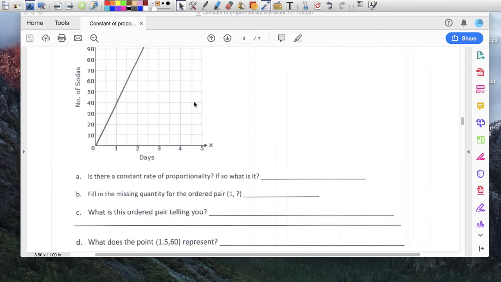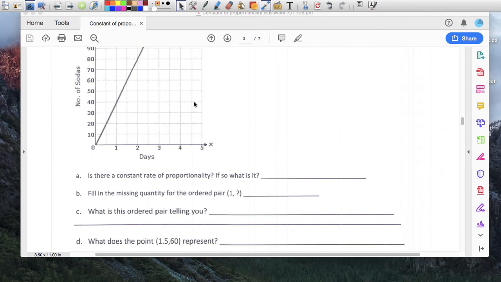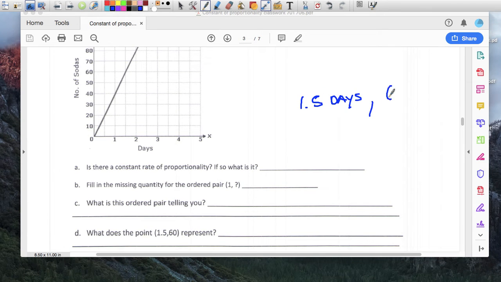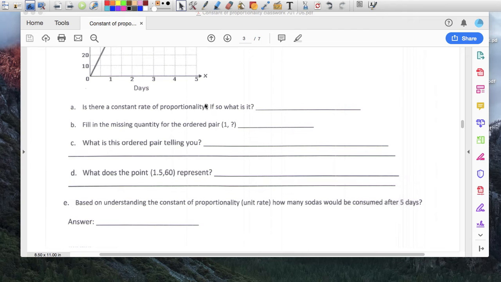What does the point 1.5 and 60 represent? Think about the context of the story. 1.5 would be 1.5 days, comma, 60 sodas. Going to 1.5 on the graph, you go up, and it matches to 60. So this is your point 1.5, 60. It represents 1.5 days and a consumption of 60 sodas.